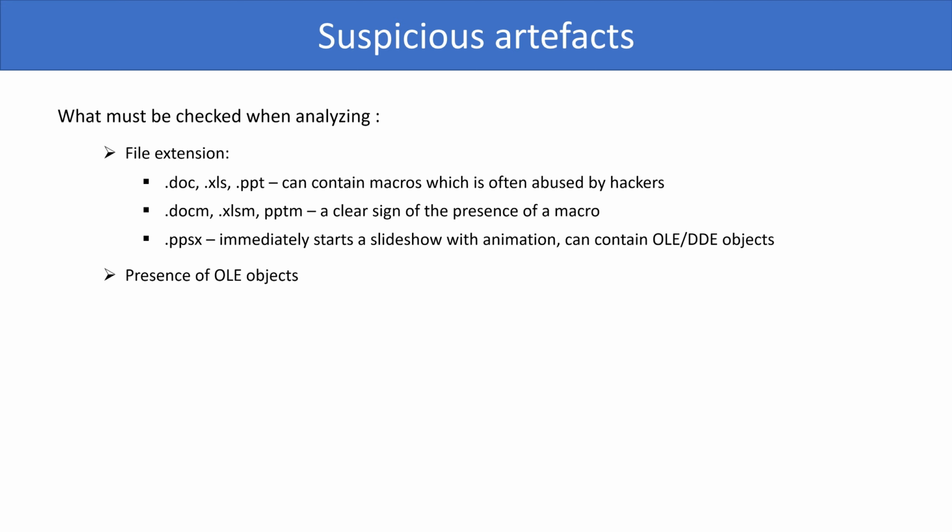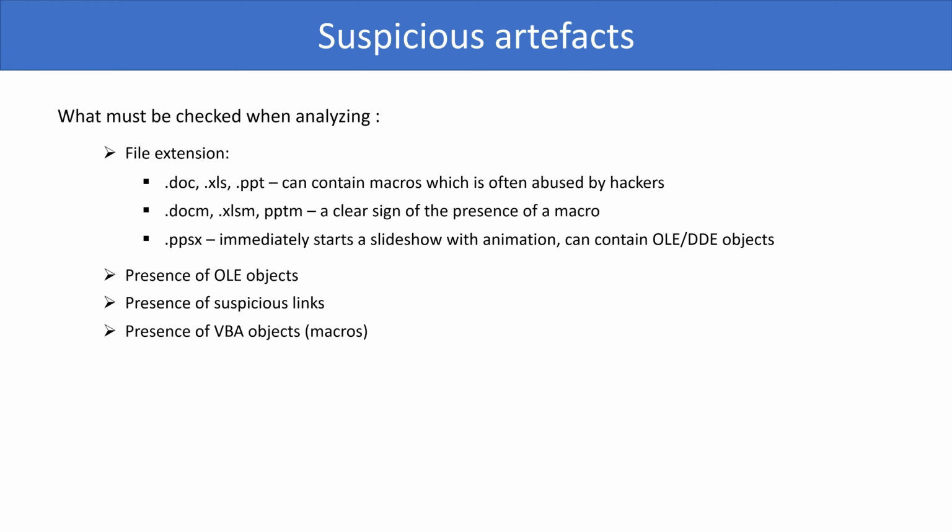Also, the presence of OLE objects might raise suspicion. This doesn't automatically make the file dangerous. Many OLE objects are used for legitimate purposes, but it's always necessary to verify. During the analysis, you might discover links. Always check them in the WHOIS database and various blacklists where this link might have appeared. Many antivirus companies have their publicly available blacklists. And of course, the presence of the macro itself is suspicious.